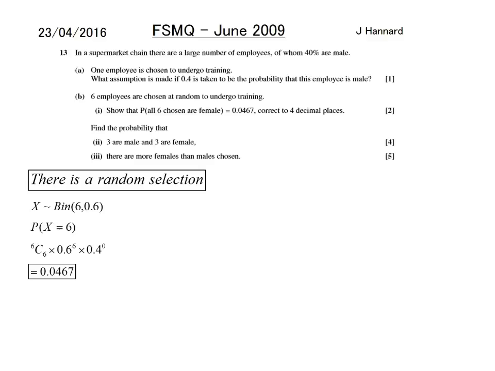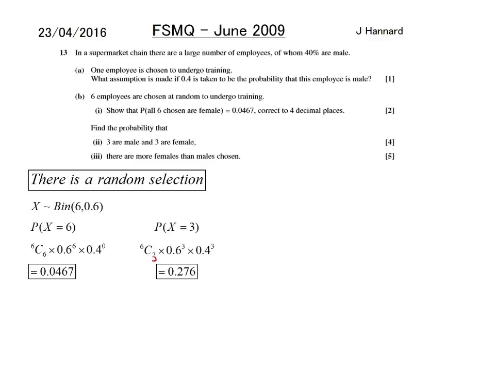Now then, find the probability that 3 are male and 3 are female. So that is simply just P(X = 3). 6C3 times 0.6 to the 3 times 0.4 to the 3. And that equals 0.276. For 4 marks, that is not bad at all.